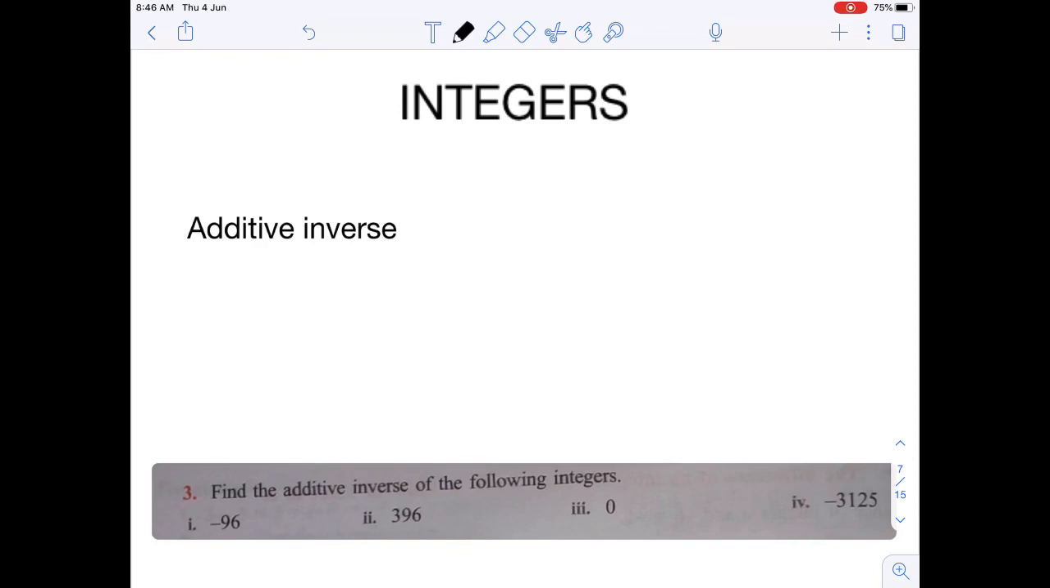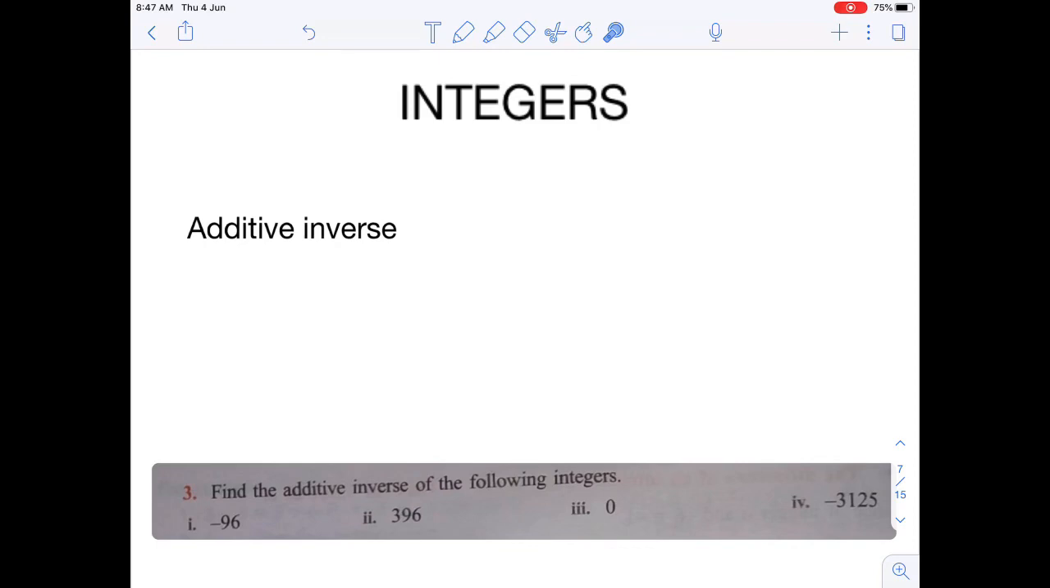Last time we started a chapter, that is integers. We learned that there are different types of numbers in the number system: whole numbers, natural numbers, and then integers. Integers consist of all the positive numbers, negative numbers, and 0. Last time we also learned about the sum of integers. Today we are going to learn some next topics.